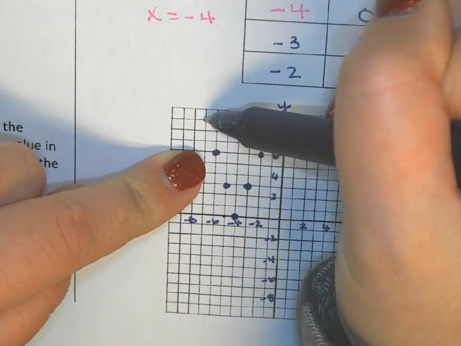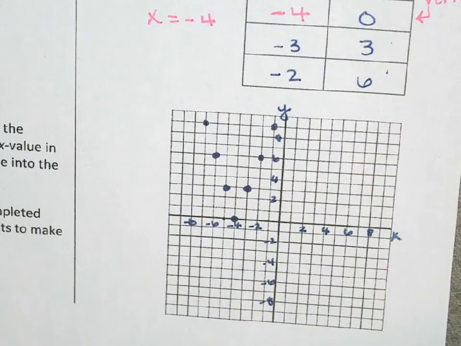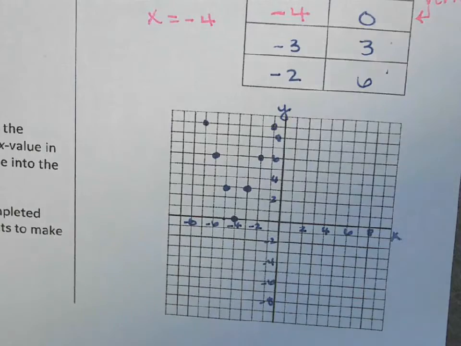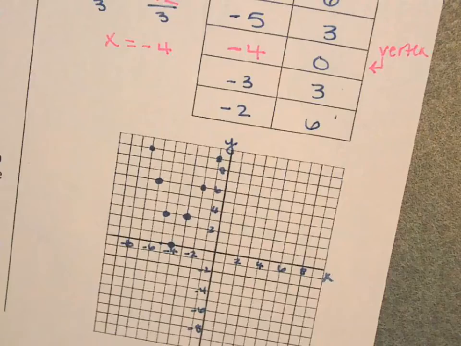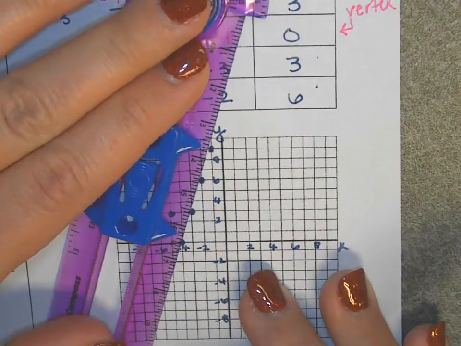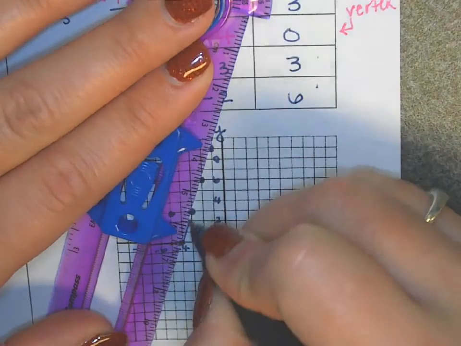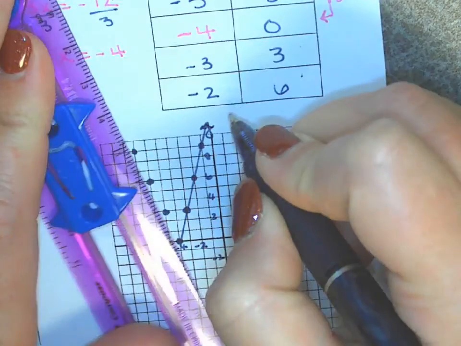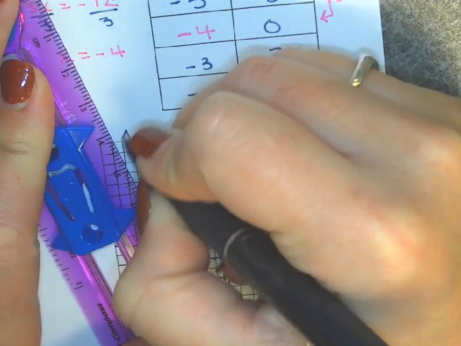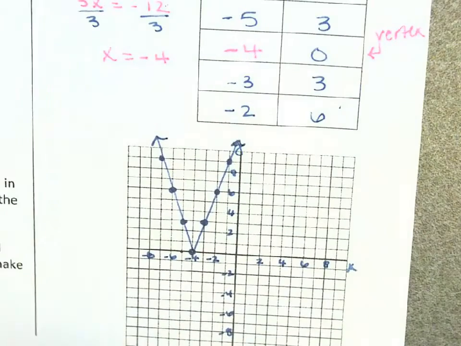I'm going to add another point on each side, and then I will connect it with my straight edge, because it's important that I have a nice accurate graph, and you'll need a straight edge for that. This is a nice V.